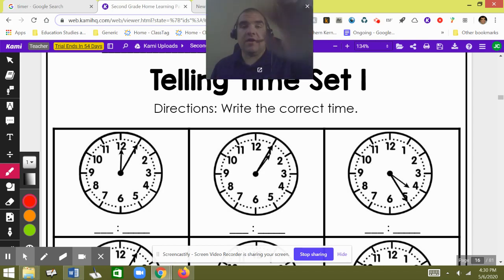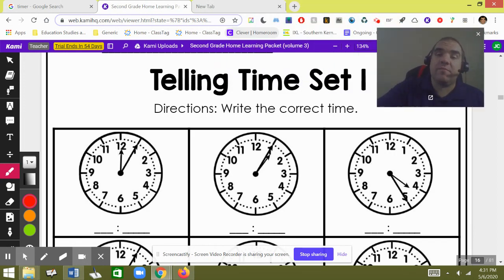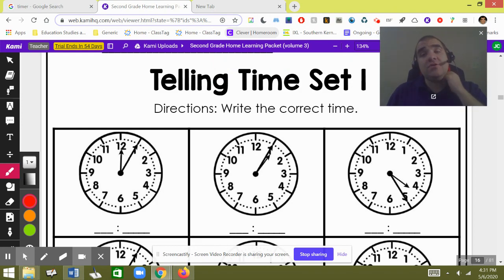We are on day 3, page 2, week 1 of our packet. Once again, day 3, page 2, week 1 of our packet. Telling time. Directions: write the correct time.